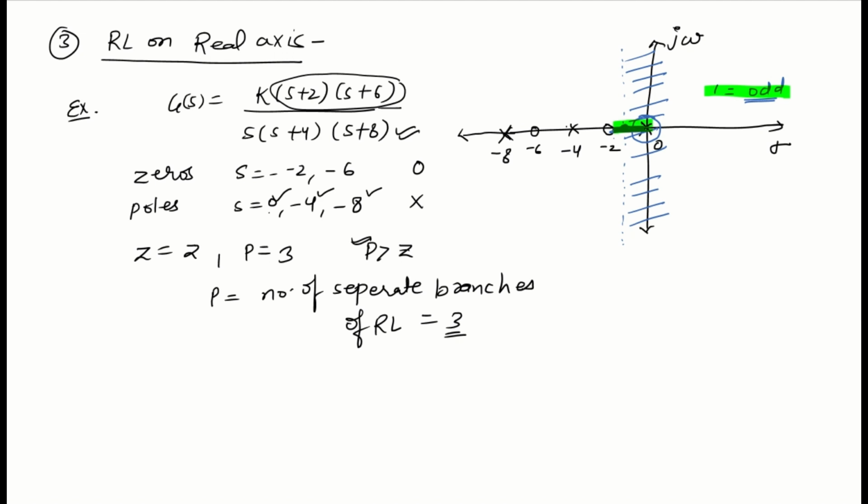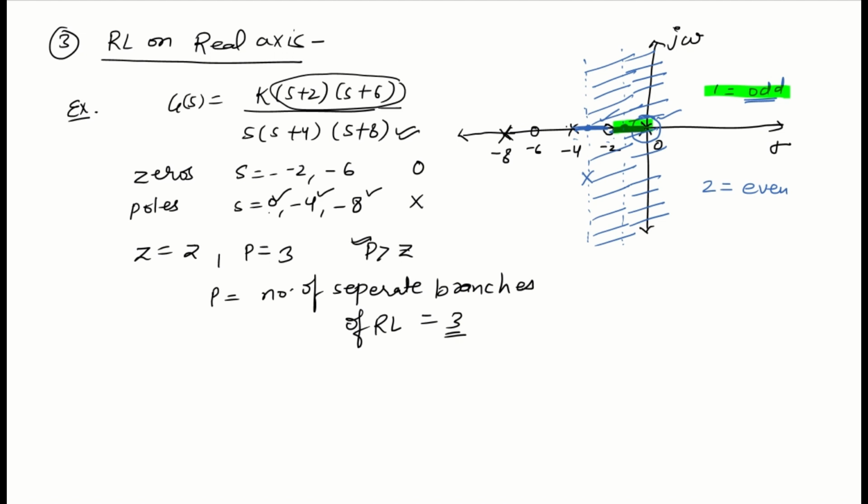Let us assume a point from -2 to -4, suppose here. Again I'm drawing a vertical line parallel to the imaginary axis, and to the right side of this line I'm counting the total number of roots once again. In this case there are two roots: at -2 there is a zero, and at 0 we have a pole. So the total number of roots is 2, which is an even number. So we can say from -4 to -2 there will be no root locus branch on the real axis.